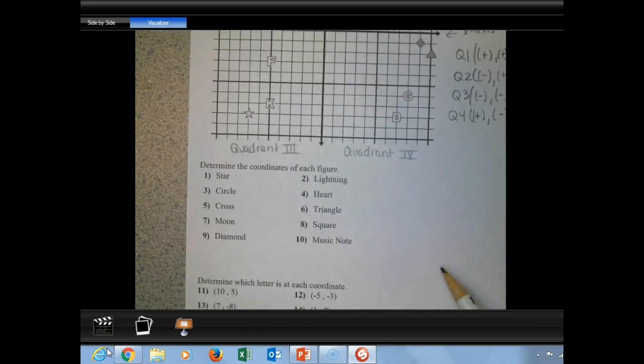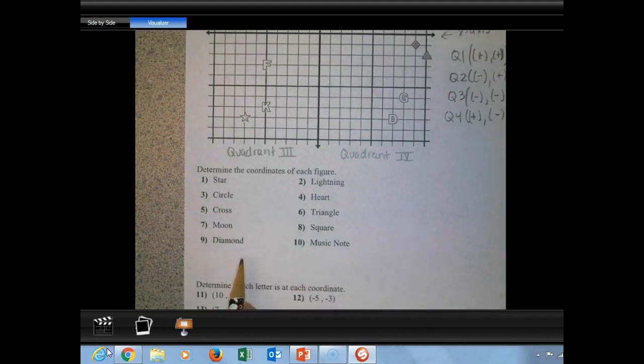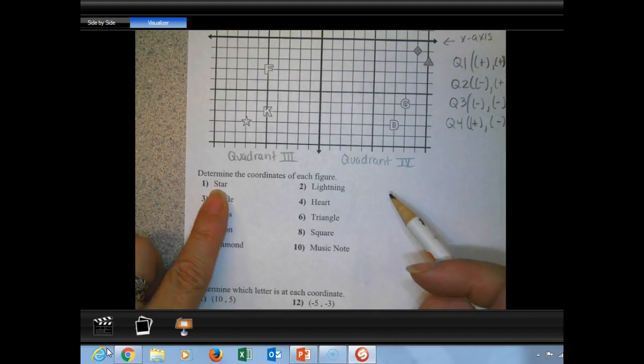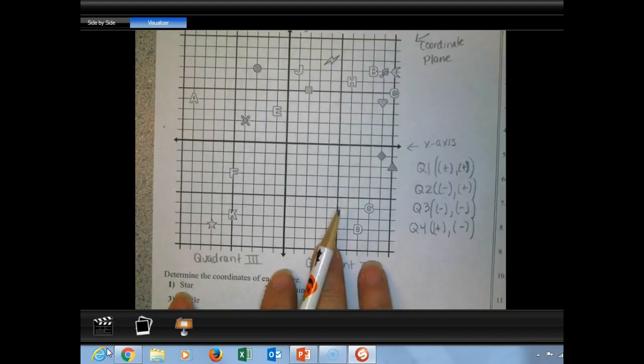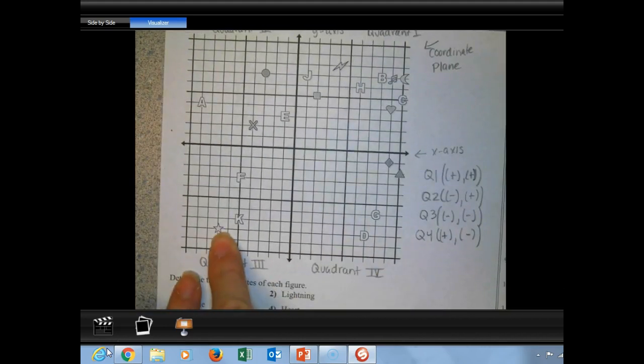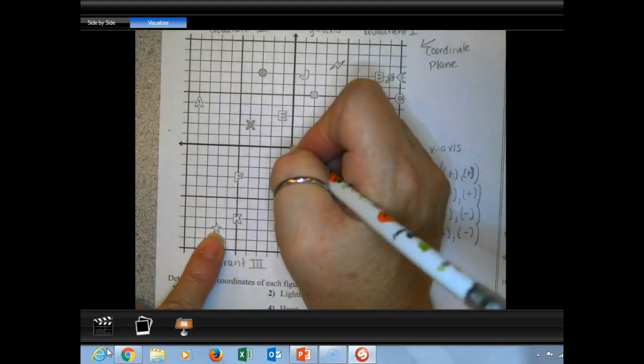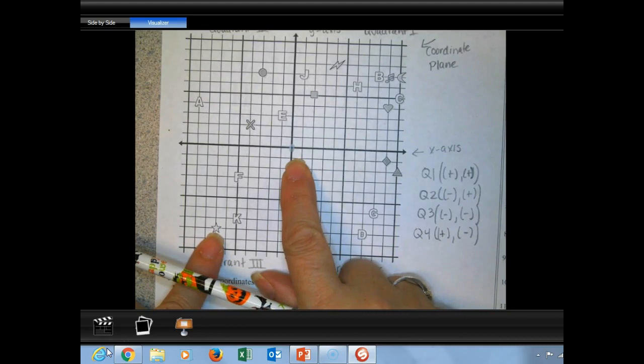So we're just going to now determine the coordinates of each figure, okay? So the number 1 is a star, right? So where the heck is that star? There it is. Okay, you see the star? So how do I get there? Remember, I'm going to start at my point of origin always.